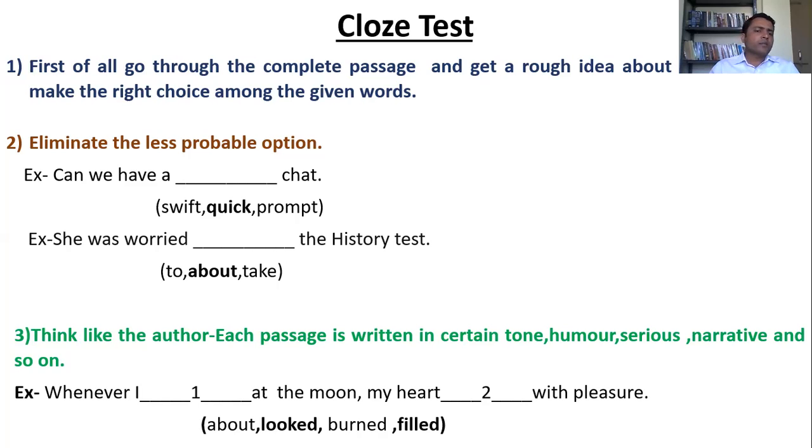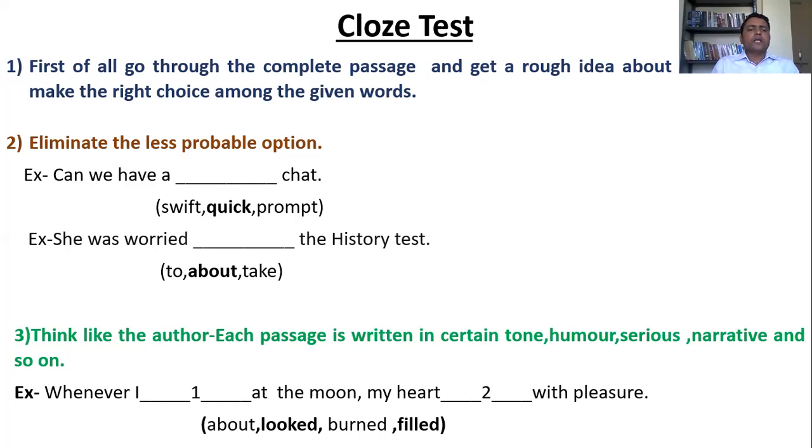Second example, she was worried dash the history test. Let's use the elimination method here. She was worried to the history test. No. She was worried about the history test. Yes, it seems to be right. Worried about the history test.